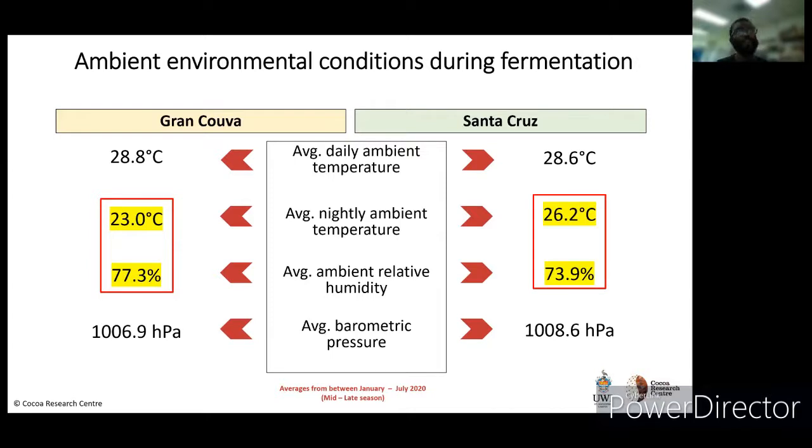As you can see with the data in front of us, the daily average ambient temperature along with the barometric pressure were fairly similar in both locations, unlike the average nightly ambient temperature, where we saw a 3.2 degrees Celsius increase in the Santa Cruz area versus the Grand Couva area. Now on to the average ambient relative humidity: we saw a 3.4 percent increase in the Grand Couva area compared to the Santa Cruz area.